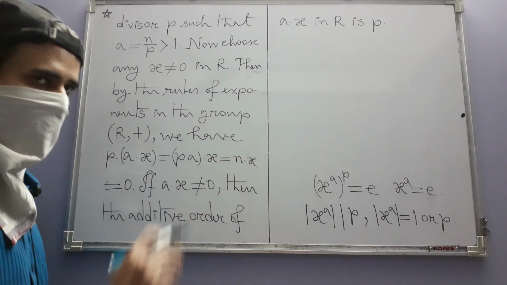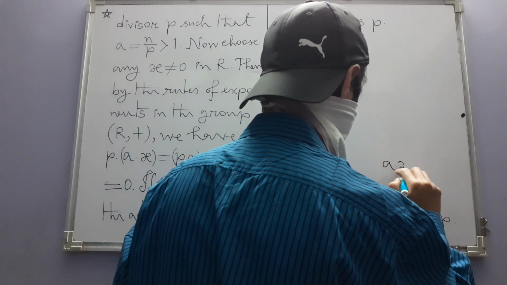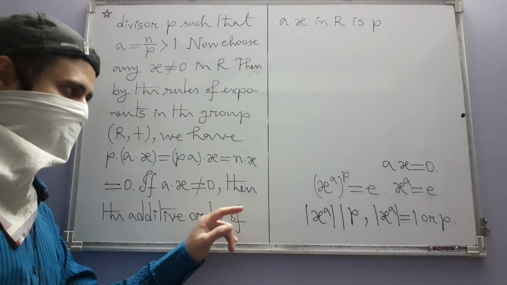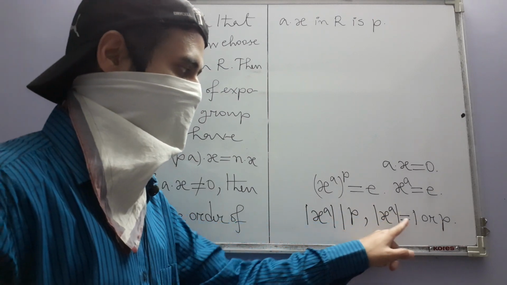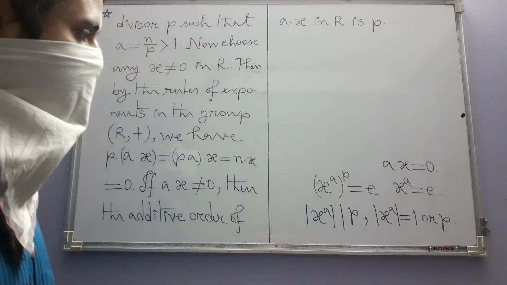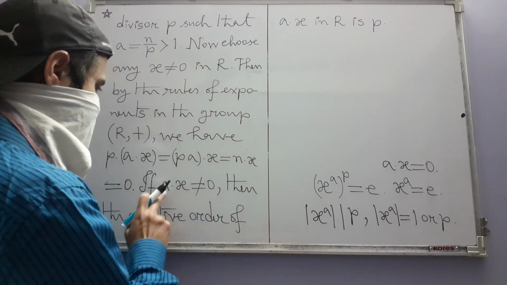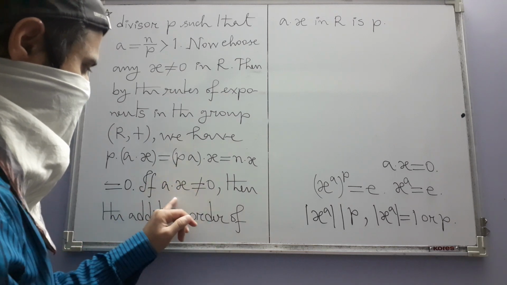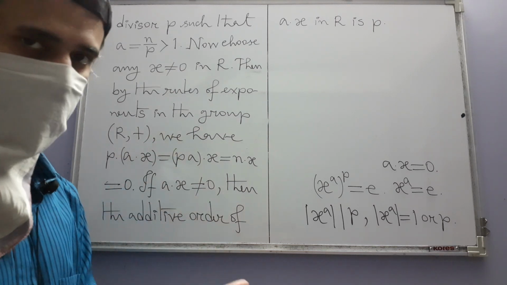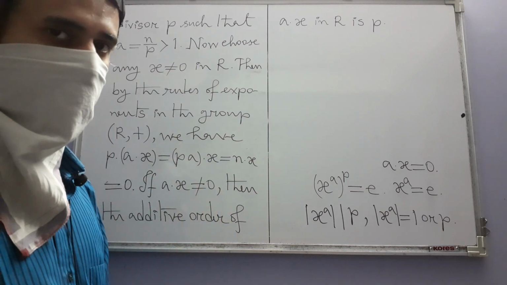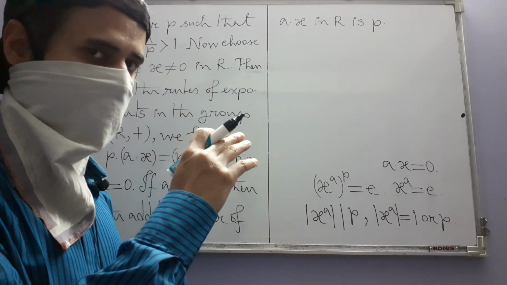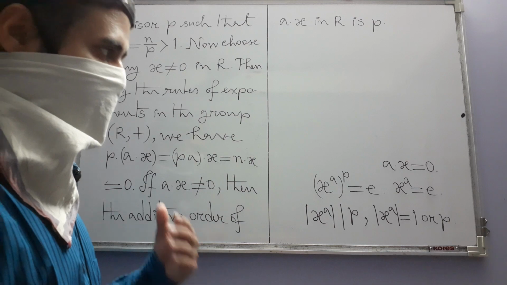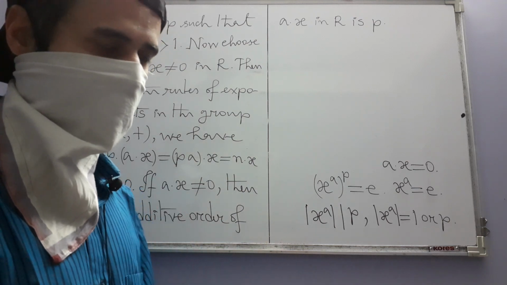But if you write this in additive notation, it looks like this. So our condition that a dot x is non-zero then leaves us with only one option, namely that this order has to be equal to P. So that is why we are writing that the additive order of a dot x, additive order means the order of this a dot x element as an element in this additive group, must be P. But you recall the previous exercise, the one before this, there we proved that in such a ring, all the non-zero elements have the same additive order.